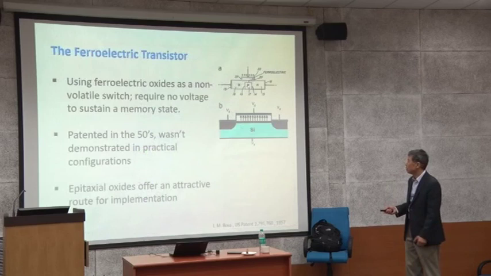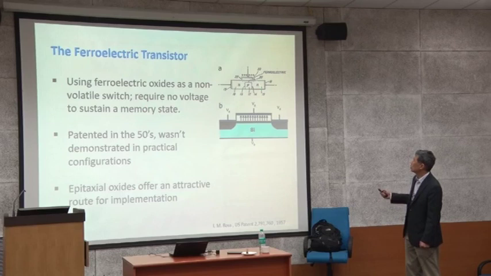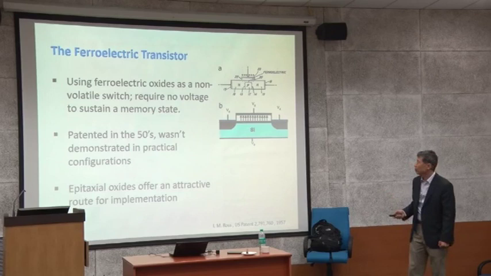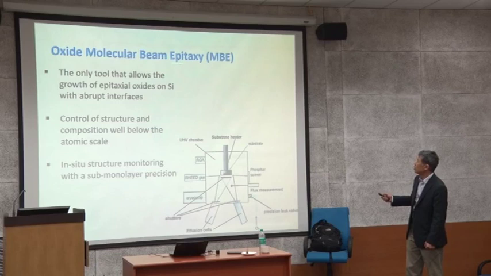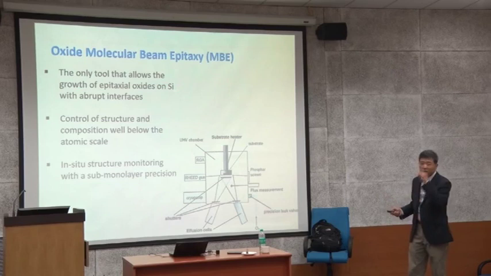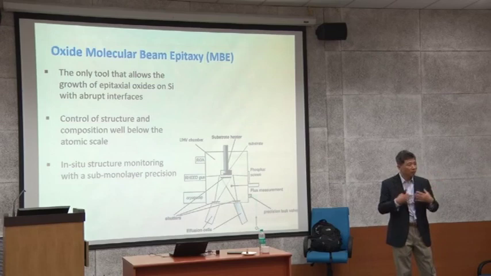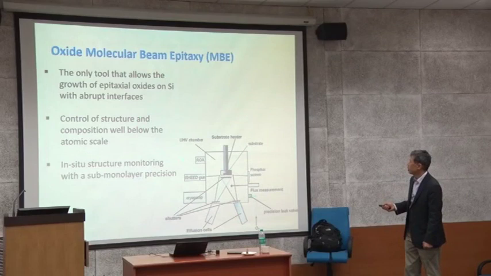Ferroelectric transistors, ferroelectric oxides, non-volatile switches and a lot of devices require this kind of SiO2 here, but I think strontium titanate can be very useful for that. The technique they use is oxide MBE, the only tool that allows growth at this point on silicon, because you put down strontium in ultra high vacuum without any oxygen, and the strontium goes in. Then for the next layer, you put down strontium and titanium together.